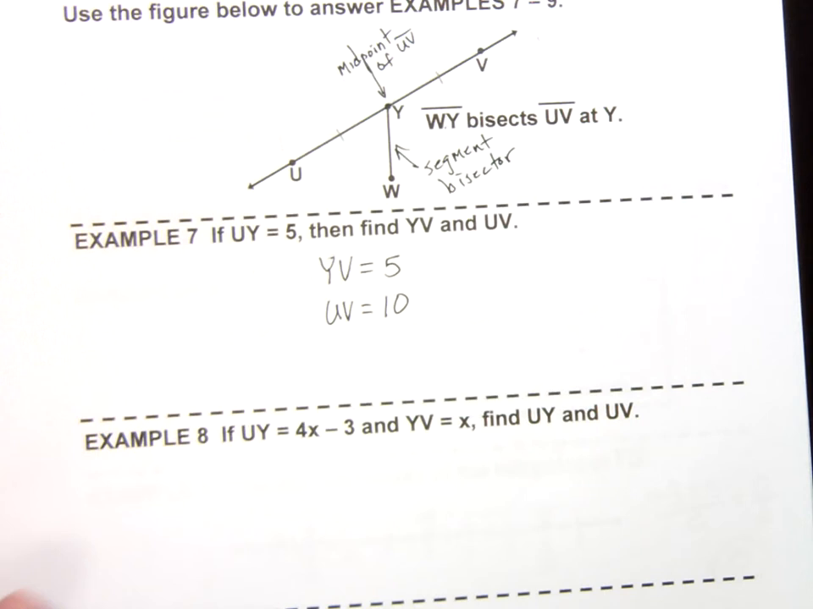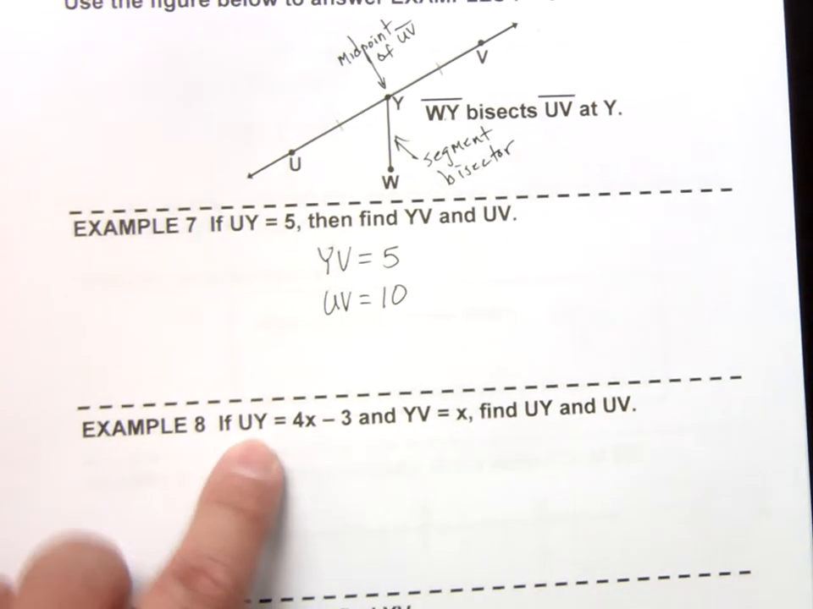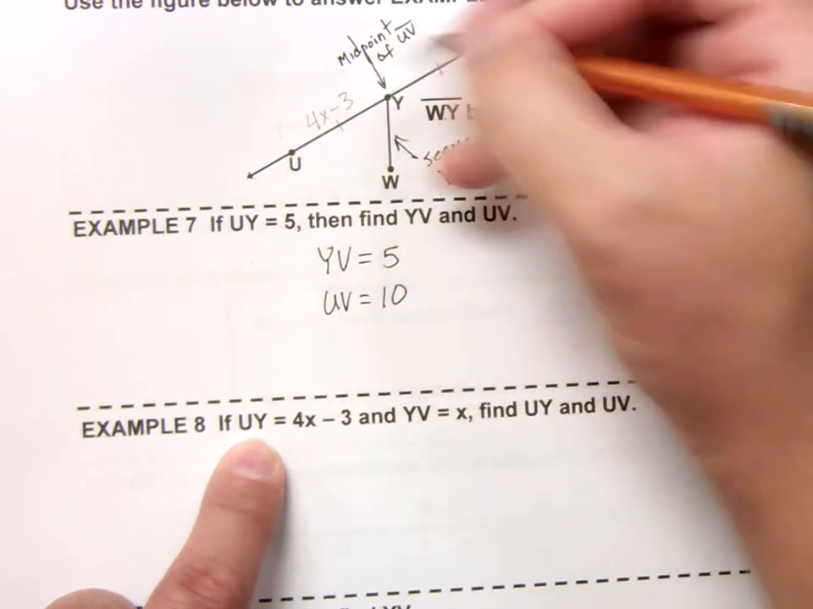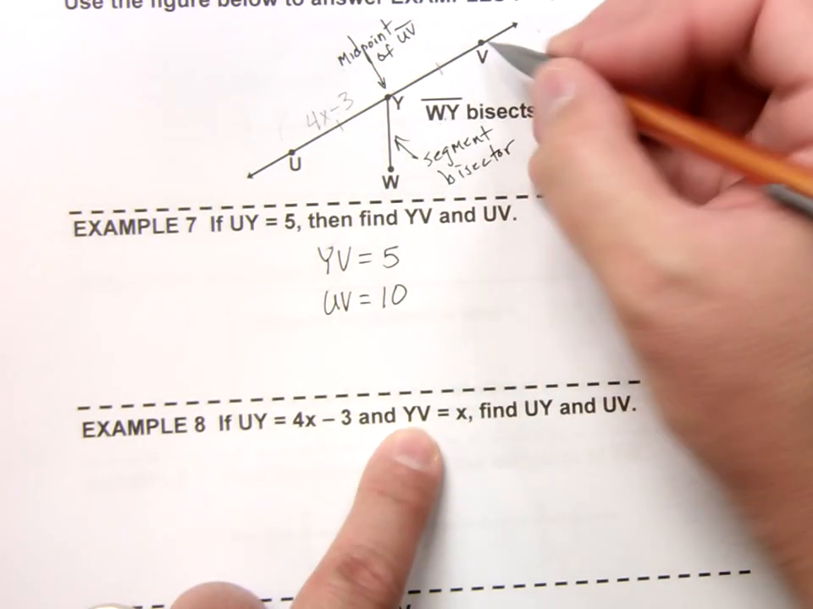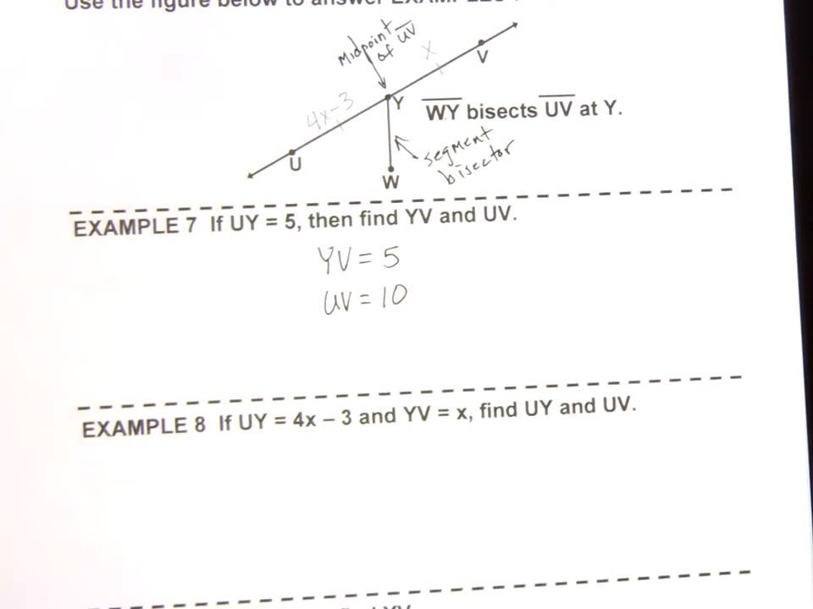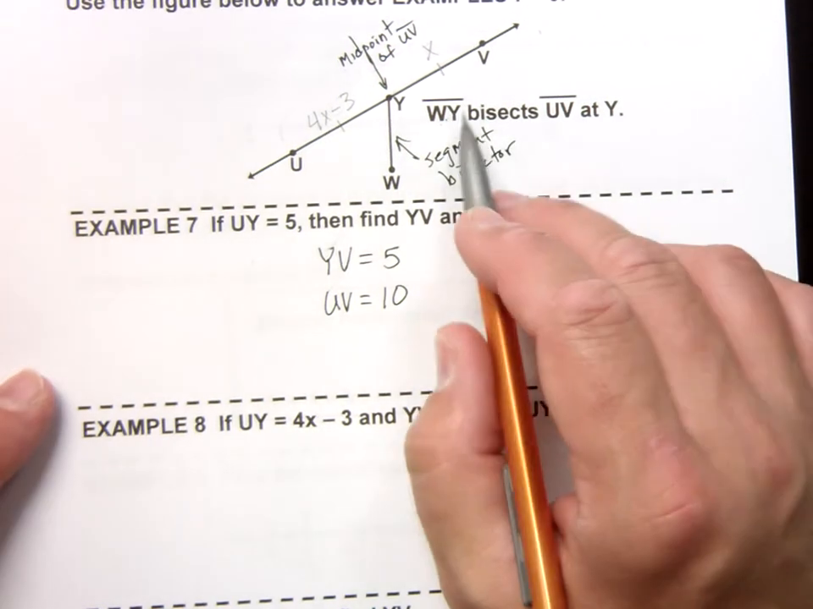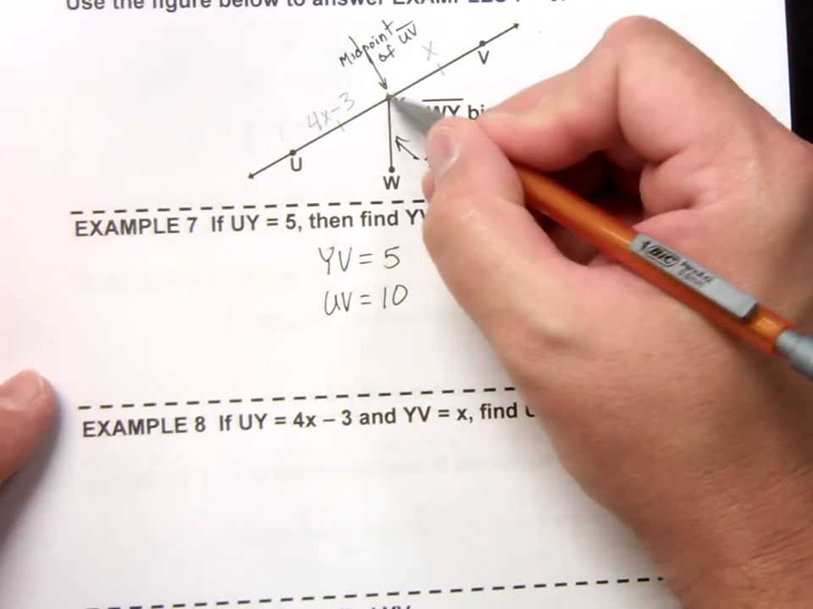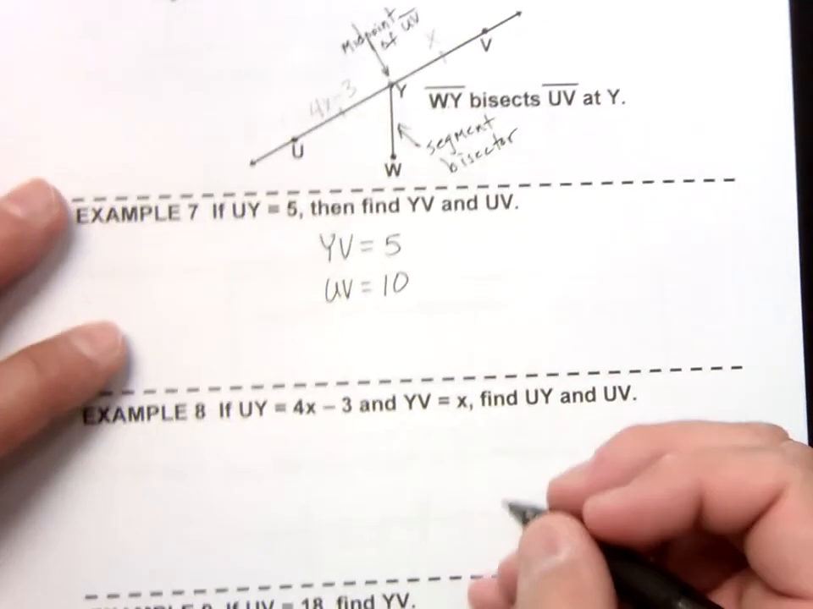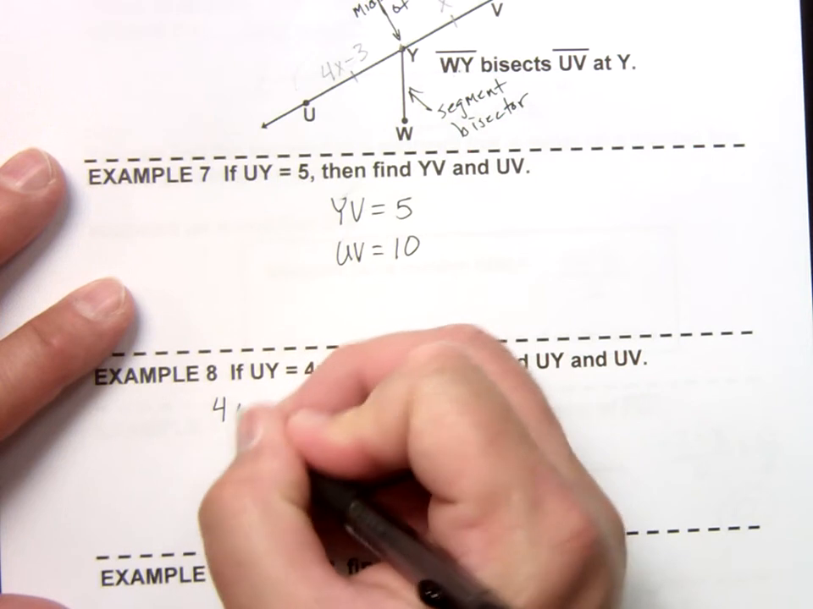Now let's look at example 8. If the distance from U to Y is 4x minus 3, and the distance from Y to V is equal to x, find the distance from U to Y and the distance from U to V. Before we can find these distances, we need to know what x is. We're going to have to solve for x. To do that, we need an equation. Again, because we know what a bisector is, we know that Y is the midpoint, these are congruent. And congruent means they have equal measures. So anytime things have equal measures, we set them equal to each other.